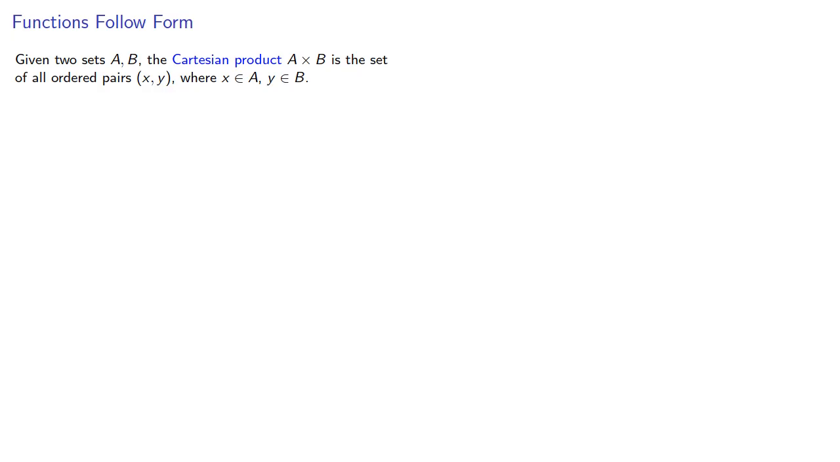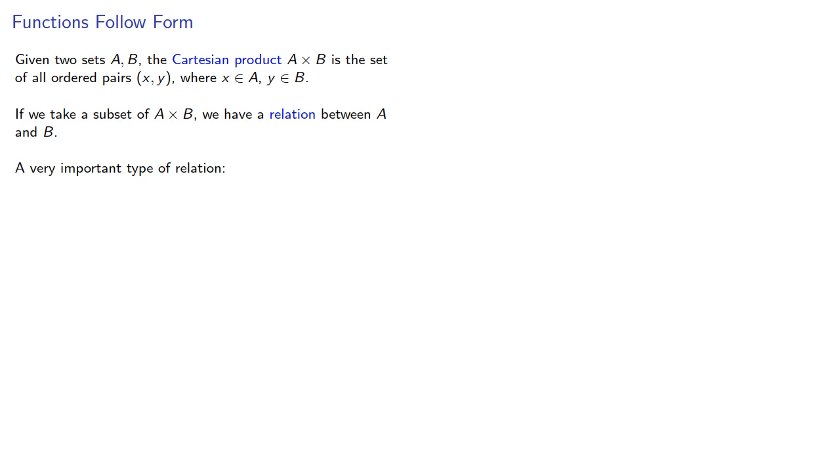Given two sets A and B, the Cartesian product is the set of all ordered pairs where x comes from A and y comes from B. If we take a subset of the Cartesian product, we have a relation between the sets A and B. Now, while any subset of the Cartesian product is a relation, we'll focus on a very important type of relation.